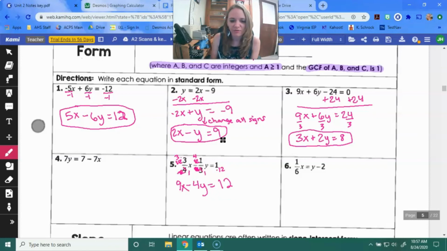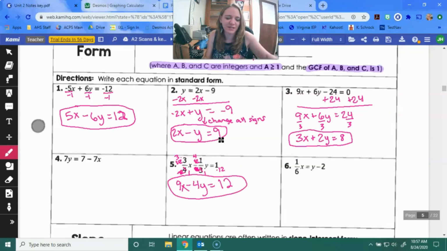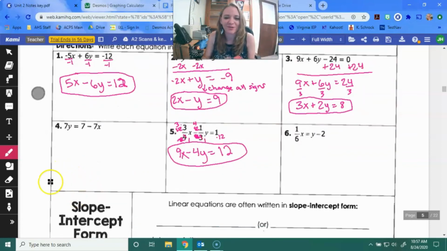Alright, so now my coefficient is greater than 1. Just ask ourselves, can we divide 9, 4, and 12 all by the same number? No. We can divide 9 and 12 by the same number, and 4 and 12 by the same number, but not all 3. So that is the answer. Okay? Alright, go ahead and pause the video and try number 4 and number 6, and then press play when you're ready to see the results.